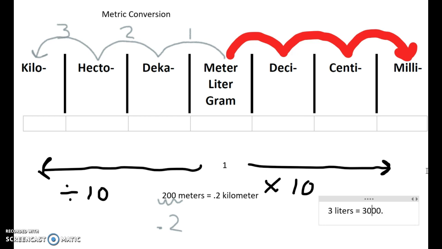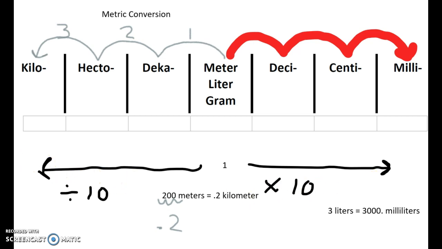So there our decimal moved 1 time, moved 2 times. So that would be 30 deciliters, 300 centiliters, and 3,000 milliliters. So you'd have 3,000 milliliters in 3 liters.